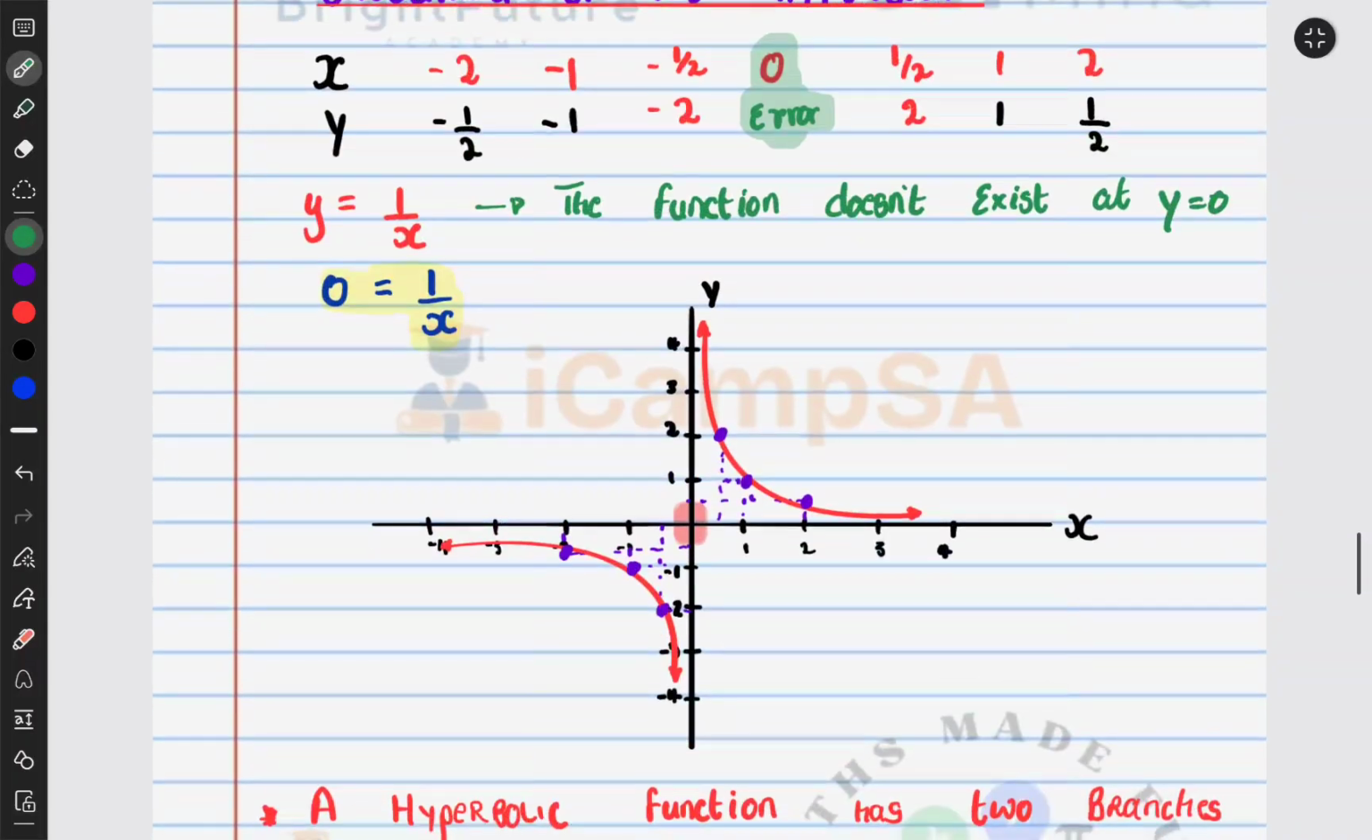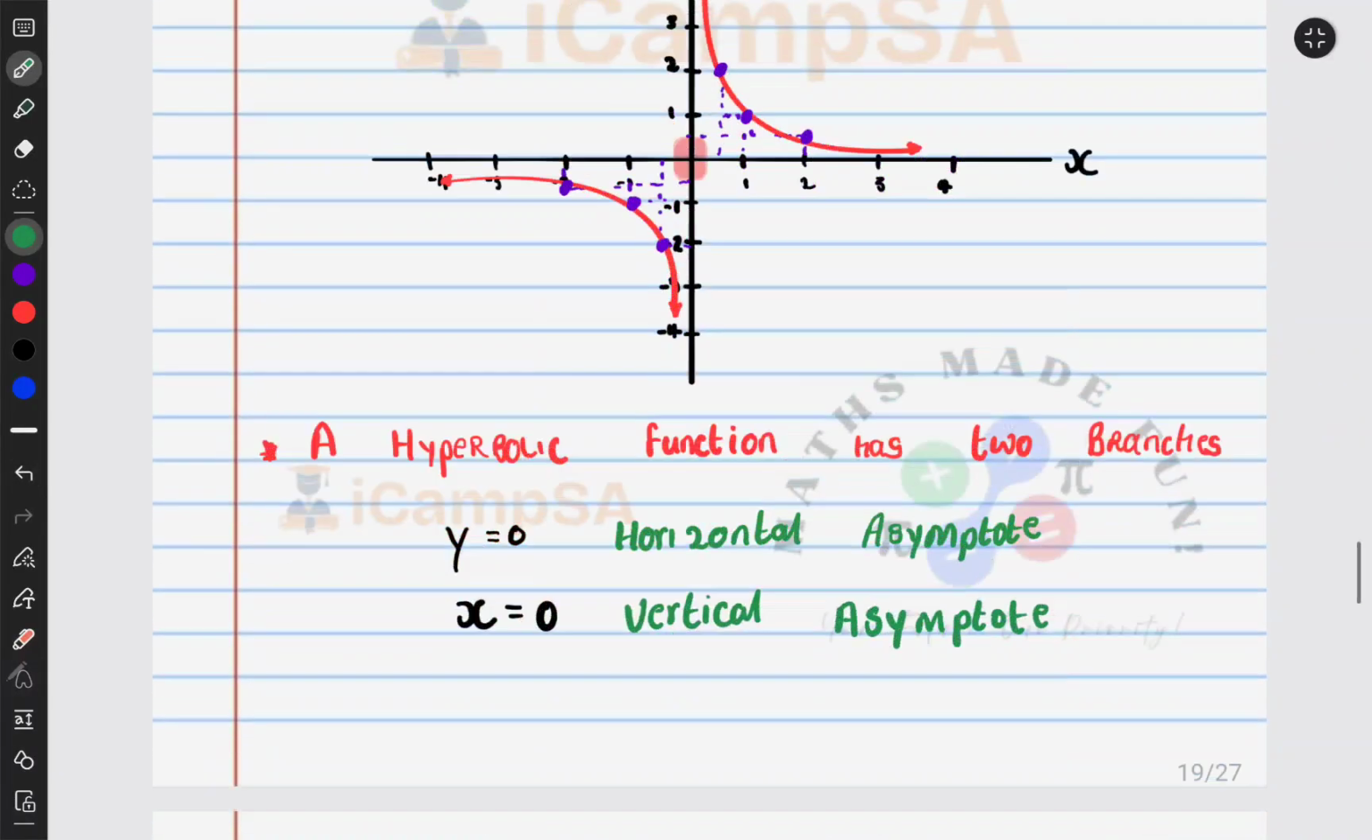So for instance, in this graph, if we were to say y is equal to 1 over x plus 2, that function will be shifted 2 units upward. It will be of this nature, and then you'd have an asymptote there. Okay, but that is what it does.